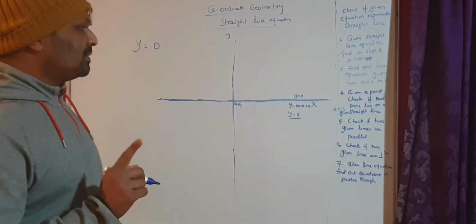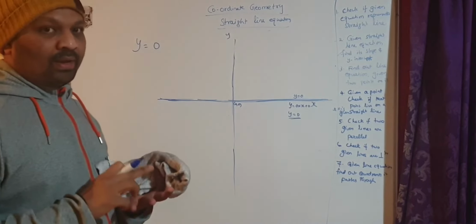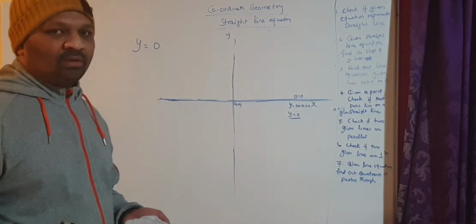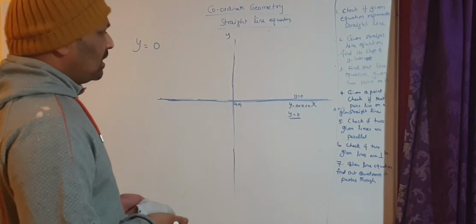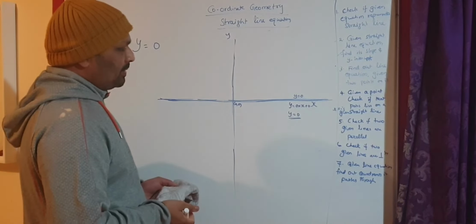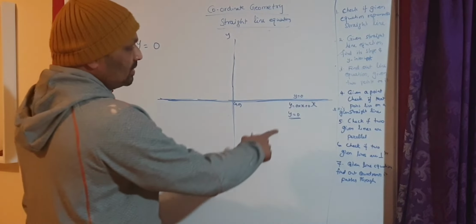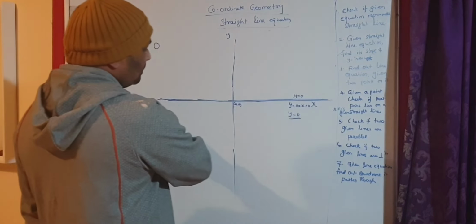I told you, a line equation should have either an x term or a y term or both, and it may or may not have a constant. You can consider 0 as a constant here. So y = 0 is the line equation for the x-axis.